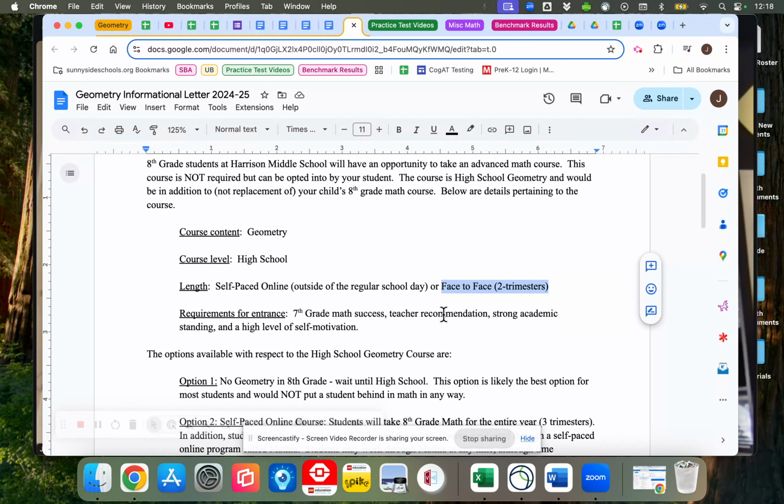And so if you're a person that's shooting for 4.0 and that sort of thing, you would want to make sure that you are willing to put the work in necessary in the face-to-face geometry class to earn the A. And it's my expectation that someone who signs up for geometry is going to work hard enough to earn an A in the first place. This face-to-face geometry course, recognize, only runs for 2 trimesters.